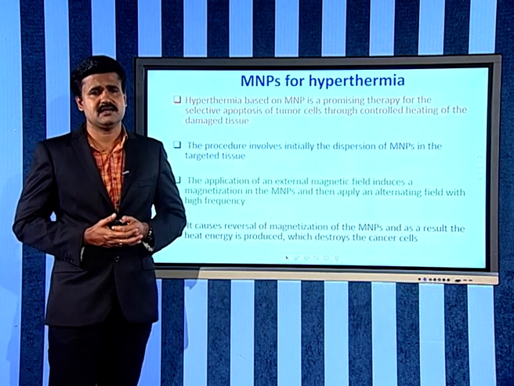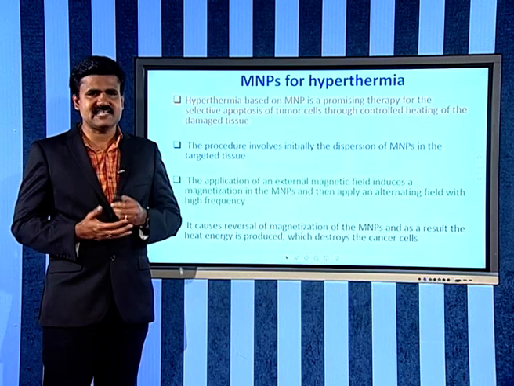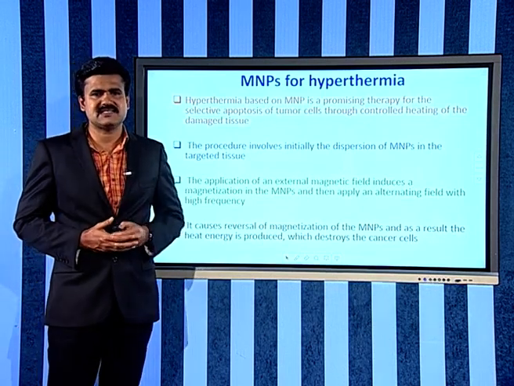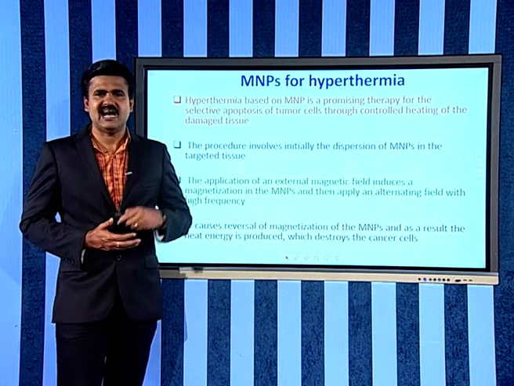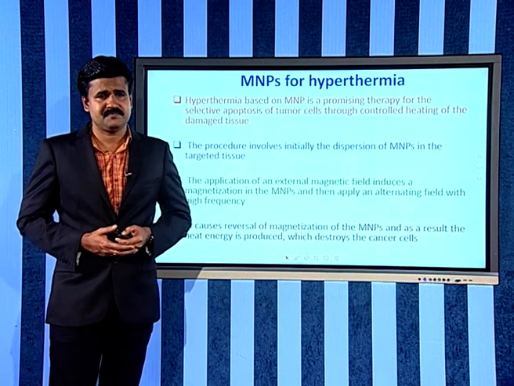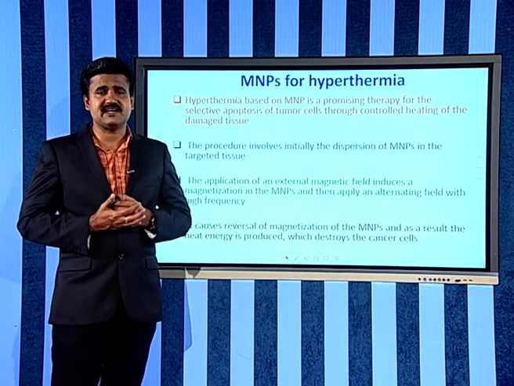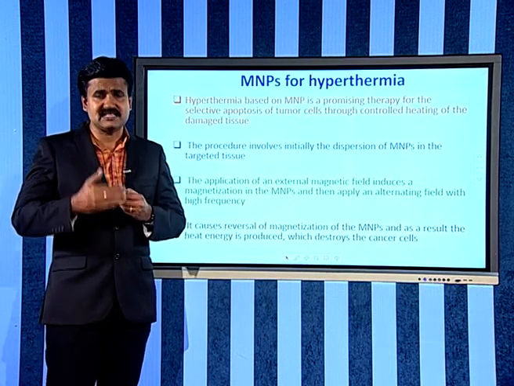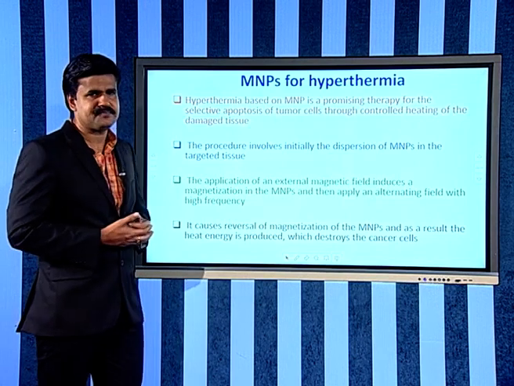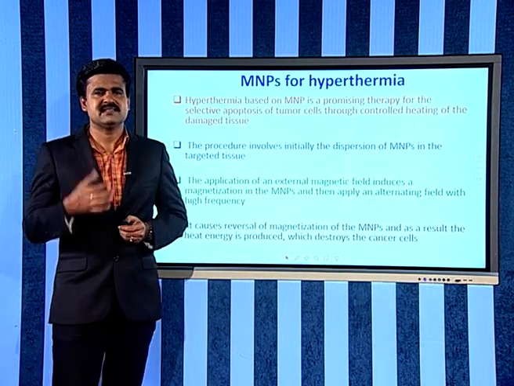The application of an external magnetic field induces magnetization of the magnetic nanomaterial within the tumor cell, and then an alternating field with a high frequency is applied. The application of the high frequency causes reversal of the magnetization of the magnetic nanoparticle within the cell, and as a result, heat is produced. This heat destroys the cancer cells. This is the mechanism.